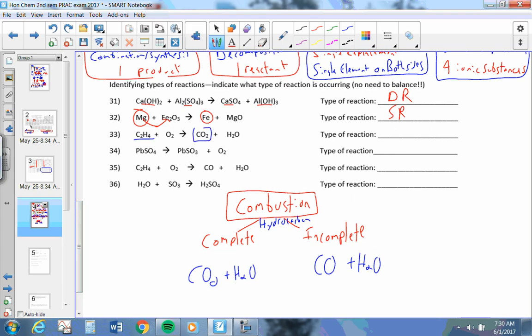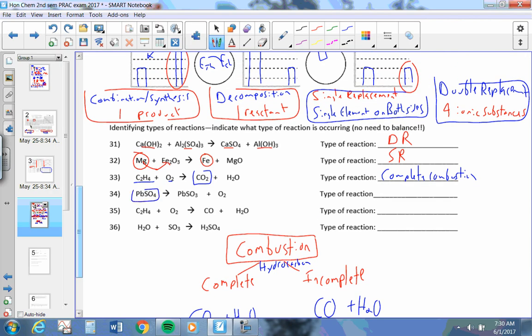This is C's and H's and O. And so it's definitely a combustion, but since it's CO2, it's complete combustion. Next one. I see one and only one reactant. That has to be a decomposition. Next one, and lots of C's and H's and O's. I see a fuel on one side, oxygen. In fact, it's just like 33, except carbon monoxide. So we have incomplete combustion.